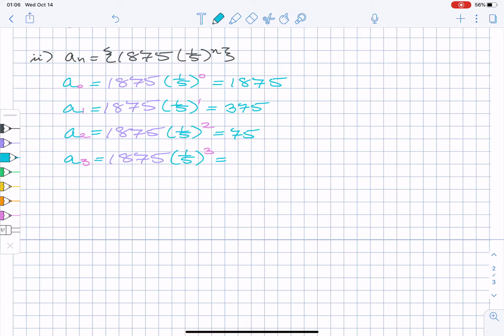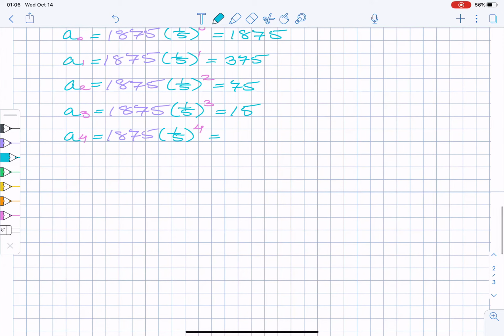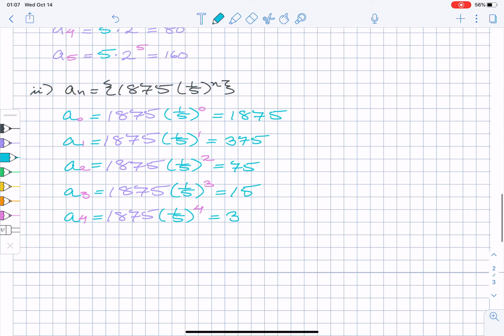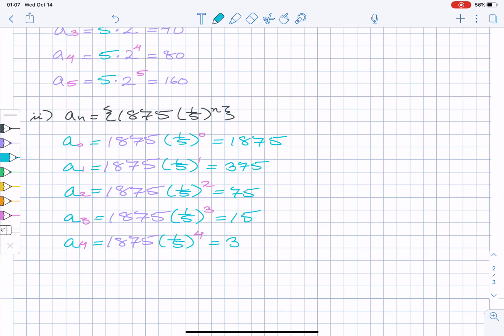So 5 goes into 7 once with 2 left over, and into 25 5 times. Okay, let's see if I can do this. A sub 4 will be 1875 divided by 5 to the 4th power, or multiplied by 1/5 to the 4th. So basically I'm just going to divide the previous term by 5. Look at that, I get 3. And we can stop there, because technically that's 5 terms if I count it from 0.